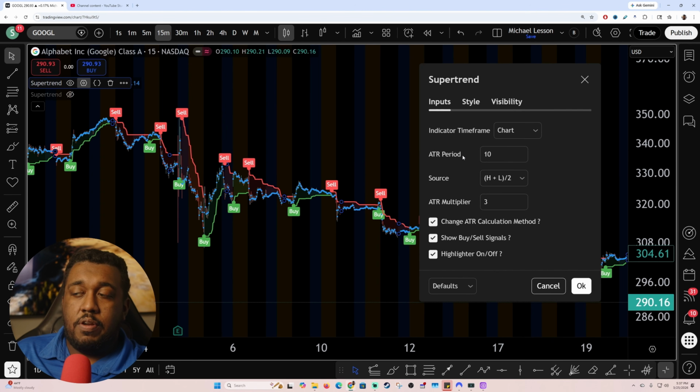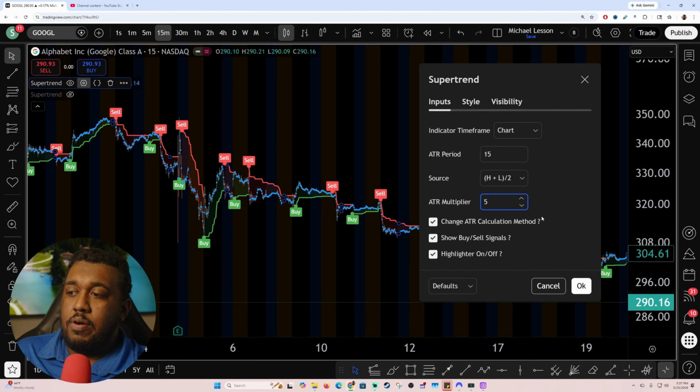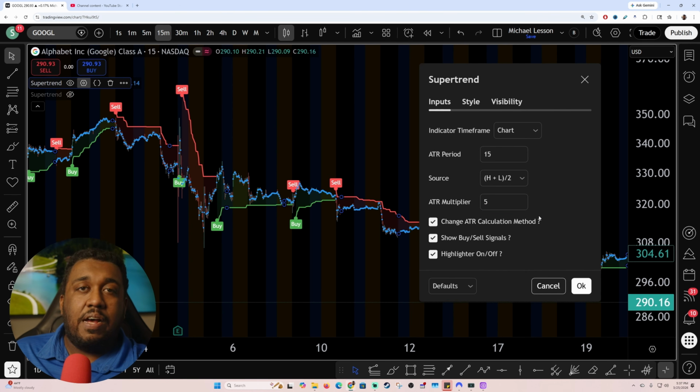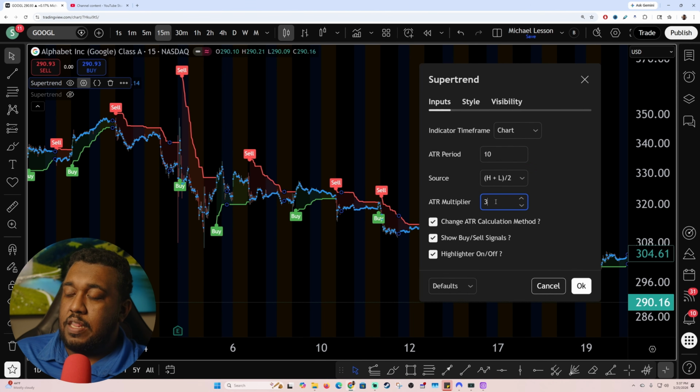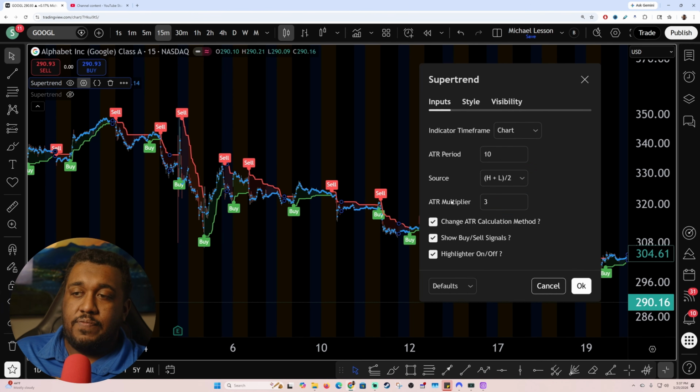That's what the ATR period is really focusing on, okay? Now, you can adjust all of these to 15 and have this be 5, and you're going to see how it looks just a lot different, like miles different, right? But for now, we're going to keep it at 10, and we're going to keep this at 3. But this is something that's very, very important.